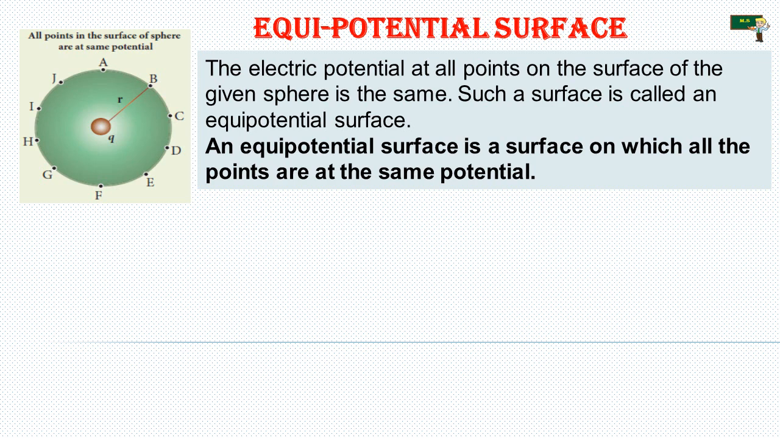And the definition is: the electric potential at all points on the surface of the given sphere is the same. Such a surface is called an equipotential surface. An equipotential surface is a surface on which all the points are at the same potential. Here A and B and C and D have the same potential. There is no difference in potentials.